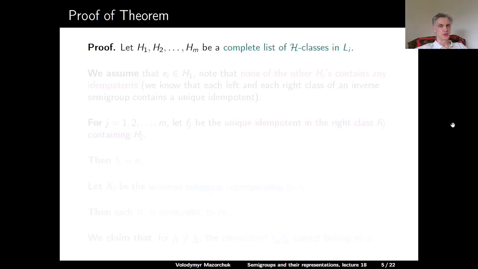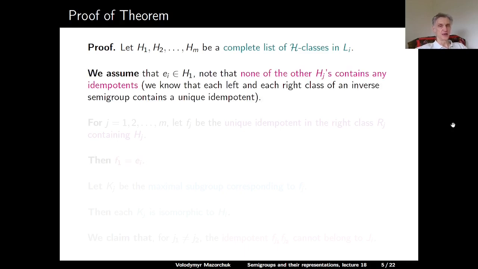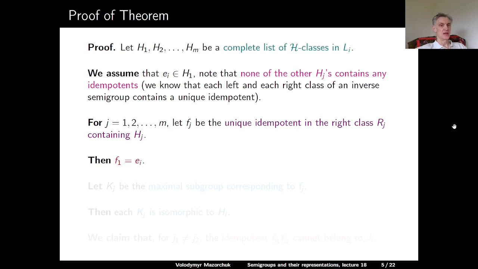Let H1, H2, and so on Hm be a complete list of H classes in Li. We assume that Ei belongs to H1, and note that none of the other Hj's contain any idempotent. This is because we know that each left and each right class of an inverse semigroup contains a unique idempotent. For j between 1 and m, let Fj be the unique idempotent in the right class Rj, which contains Hj. Then F1 is equal to Ei.